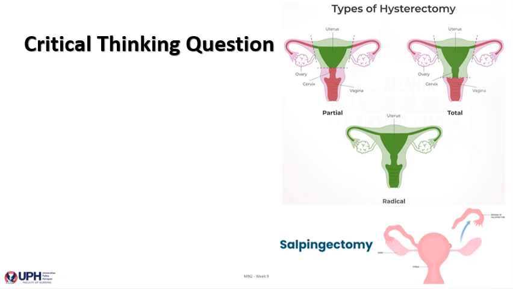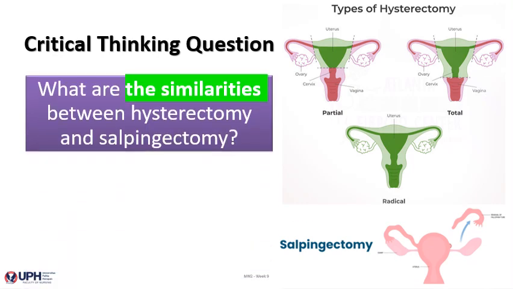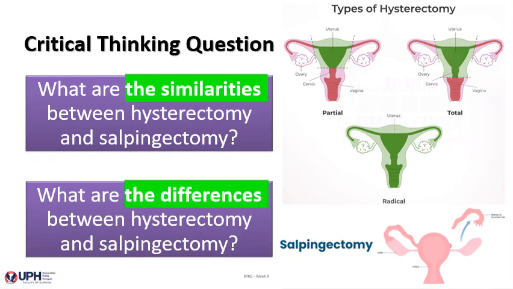Now, I want you to do an exercise. I put this on the discussion forum. Please do the critical thinking questions. I will ask you about the similarities and the differences between hysterectomy and salpingectomy. Remember, this is group work, so please upload it to your assignment as a group.